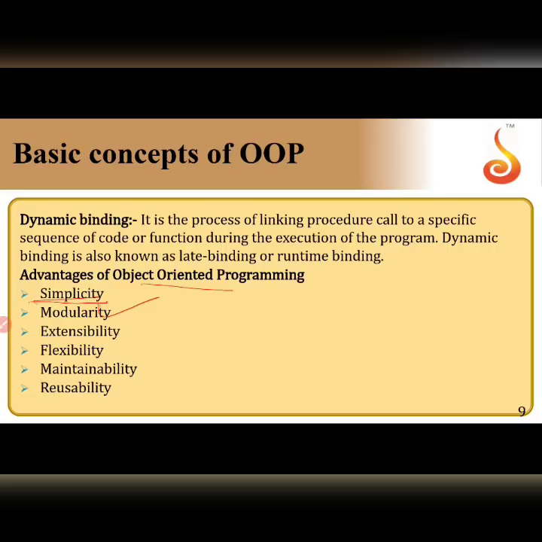The next one is extensibility. What do you mean by extensibility? Adding new features or responding to changing operating environments, by defining new objects by extending existing ones. That is, to the existing one you can define new objects and add them. That is called extensibility. You can add new features to the existing one, so you don't have to recreate anything from scratch.